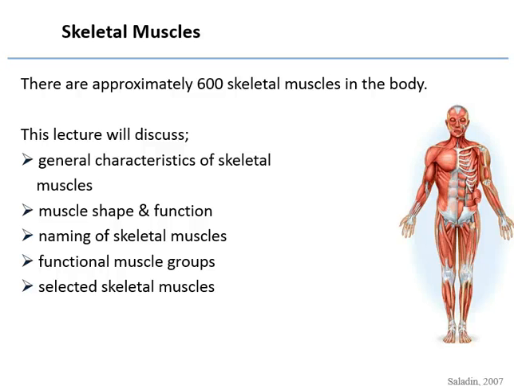In this section, I'll look at some selected skeletal muscles. We'll look at the following things. We'll look at muscle shape and function, the general characteristics of skeletal muscles, how we name them, and the concept of functional skeletal muscle groups, and then we'll look at some individual skeletal muscles.